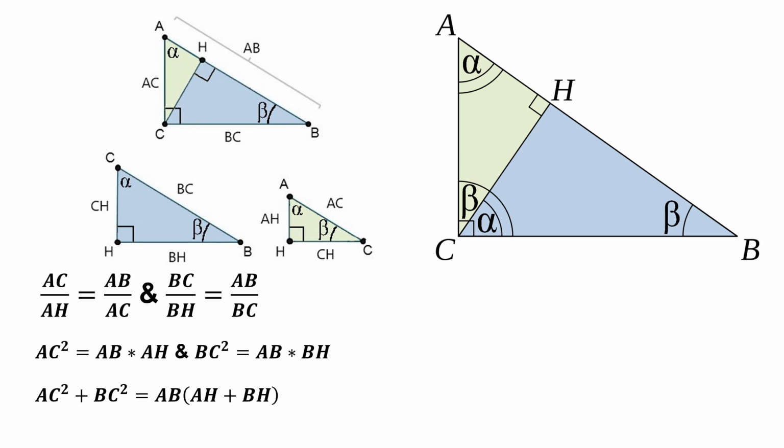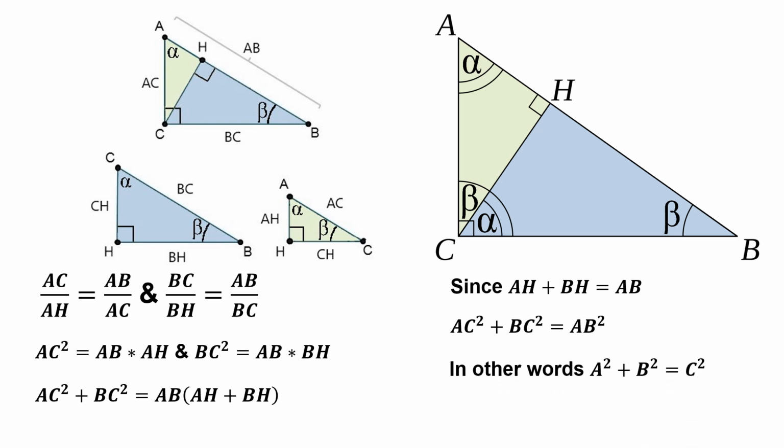Since AH + BH = AB, then AC² + BC² = AB², which, if we remember from the beginning, are the three different sides of our original right-angled triangle. In other words, a² + b² = c².